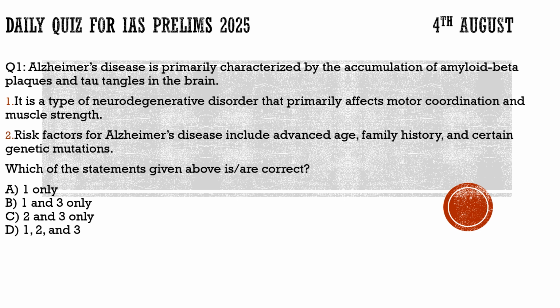Then the third statement: risk factors for Alzheimer's disease include advanced age, family history, and certain genetic mutations. So this is also correct. So for question number 1, the correct statements are 1 and 3, which is option B. Here I had marked the option a little bit wrong. Just look at the question: the first statement and the third statement are correct in this question.